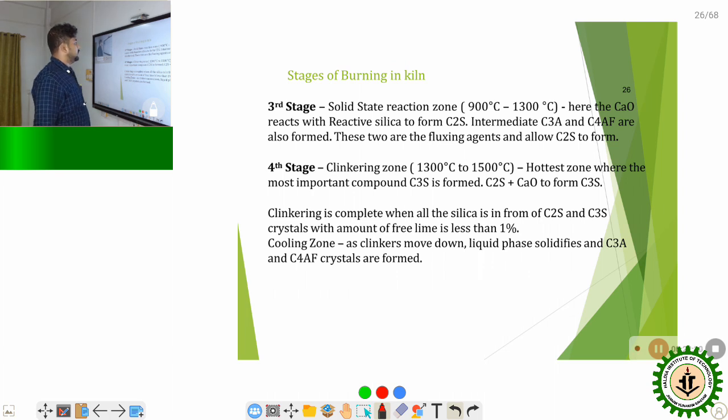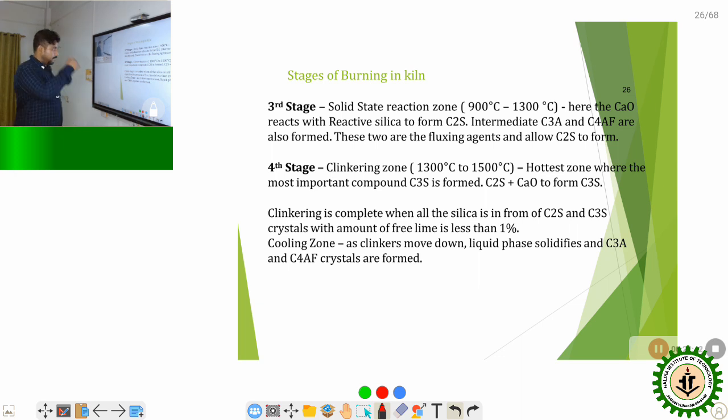The third stage is the solid state reaction zone, where CaO reacts with the reactive silica to form C2S, and in this zone we get Bogue compounds. Intermediate C3A and C4AF are also formed. These two act as fluxing agents and allow C2S to form.